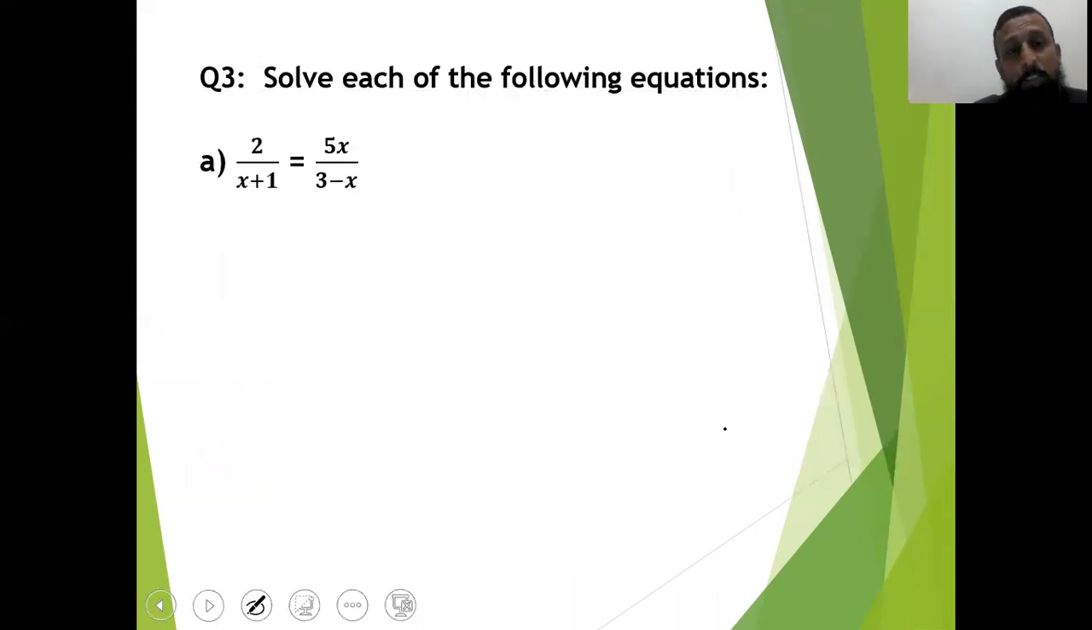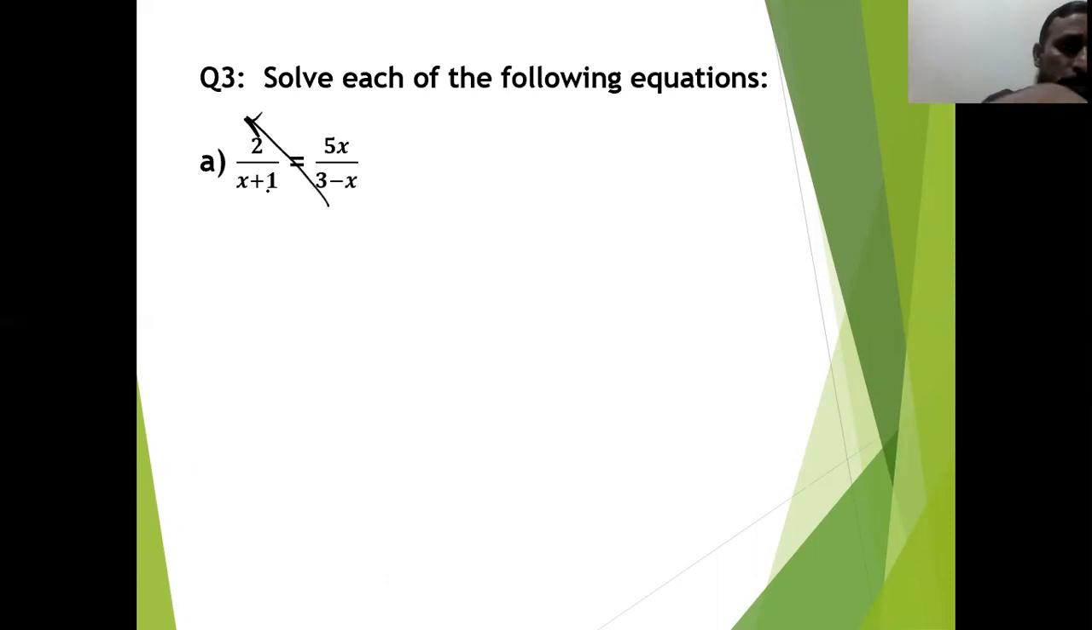Okay, the last question of the day. Solve each of the following equation. Again, there is a fractional equation given to you. You can see there are two denominators on the two sides. What can you do? You can cross multiply the two denominators on the other side like this. All right, so let's do it very quickly.